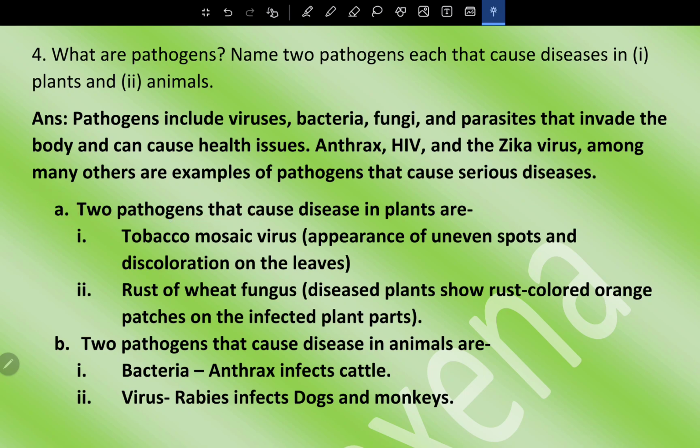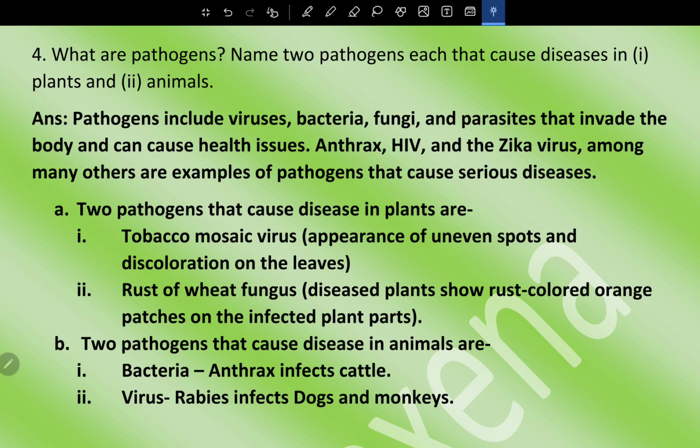A, 2 pathogens that cause diseases in plants are tobacco mosaic virus, which causes the appearance of uneven spots and discoloration on the leaves when a plant is affected by this virus. Second is rust of wheat, a fungus. In this, diseased plants show rust-colored orange patches on the infected plant parts. B, two pathogens that cause disease in animals are bacteria, that is anthrax, which infects cattle, and the rabies virus, which infects dogs and monkeys.